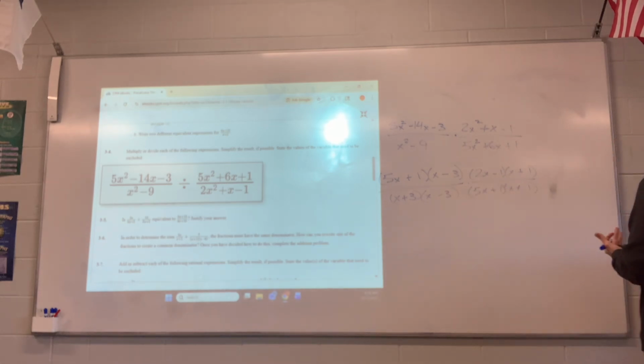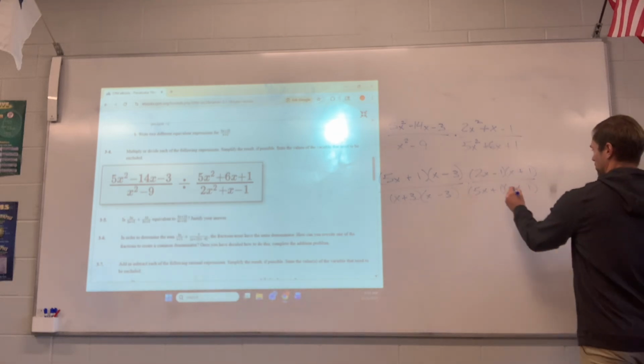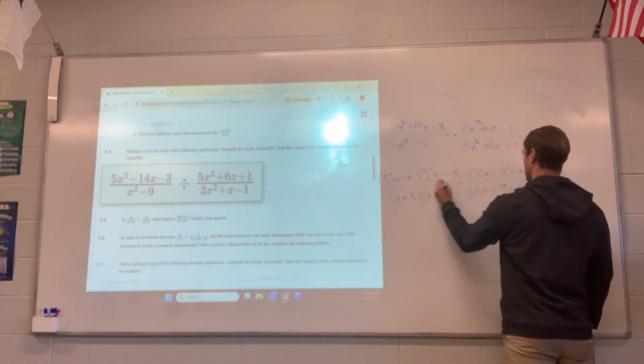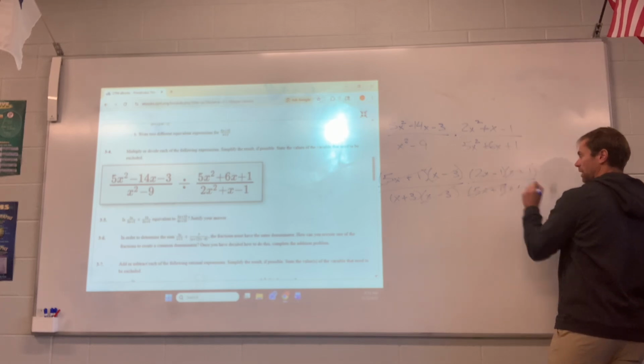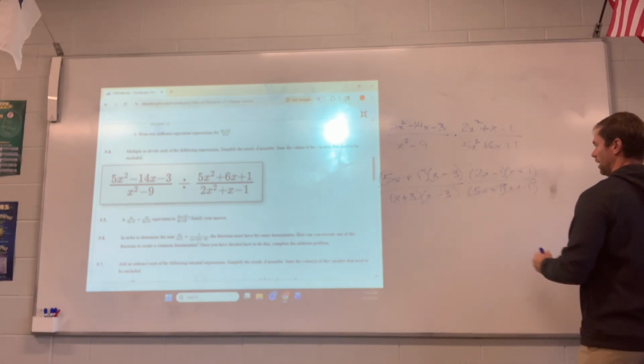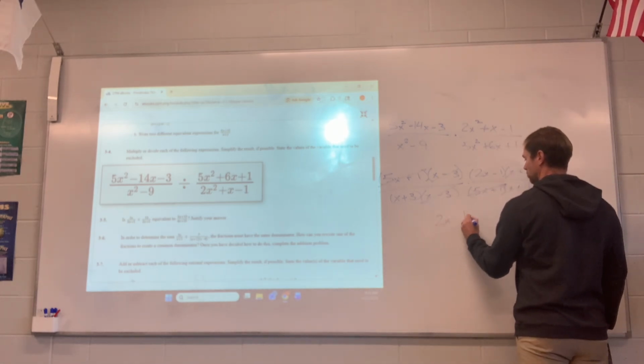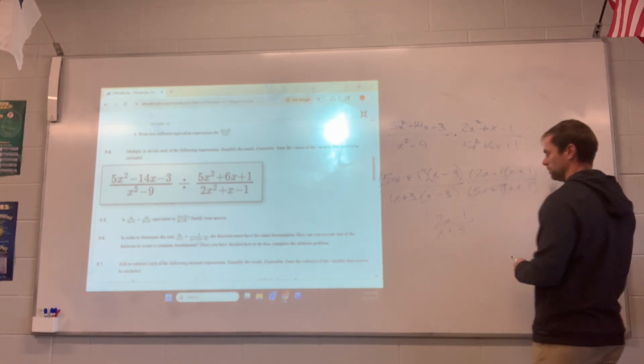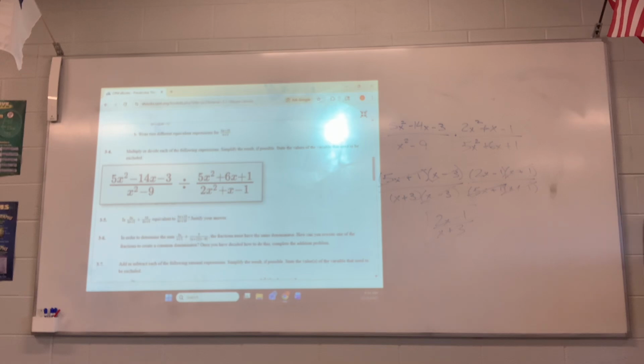Now, looking at all of this, what can cancel out? 5x plus 1 will cancel. x minus 3 will cancel. x plus 1 will cancel. And we're left with (2x - 1) over (x + 3). So you get the idea there of multiplying and dividing rational functions.